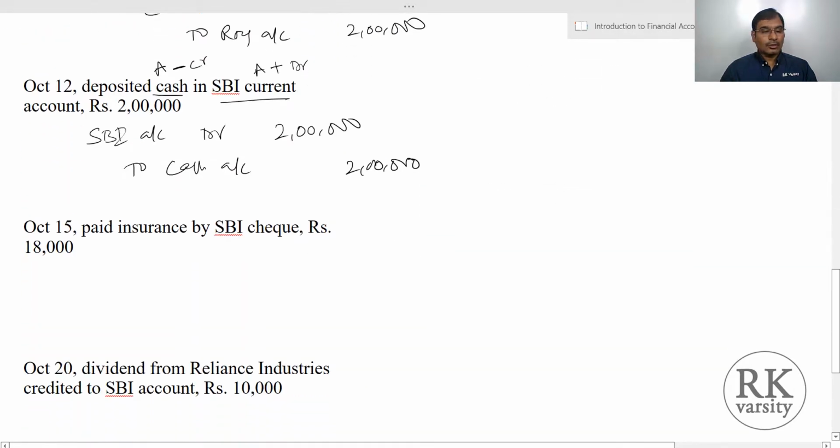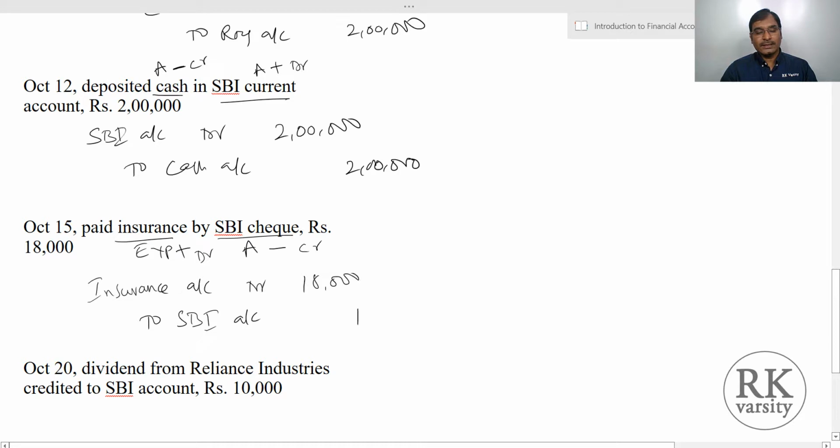Then on October 15th, paid insurance by SBI check. So your insurance is expenditure, bank is your asset. So increase in expenditure, decrease in asset. Increase in expenditure is debit and a decrease in your asset is credit. So you will write the transaction as insurance account debtor to SBI account, and the amount is 18,000.